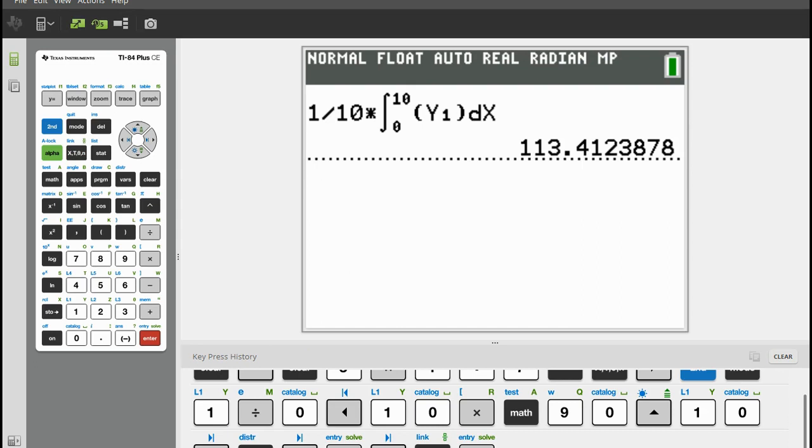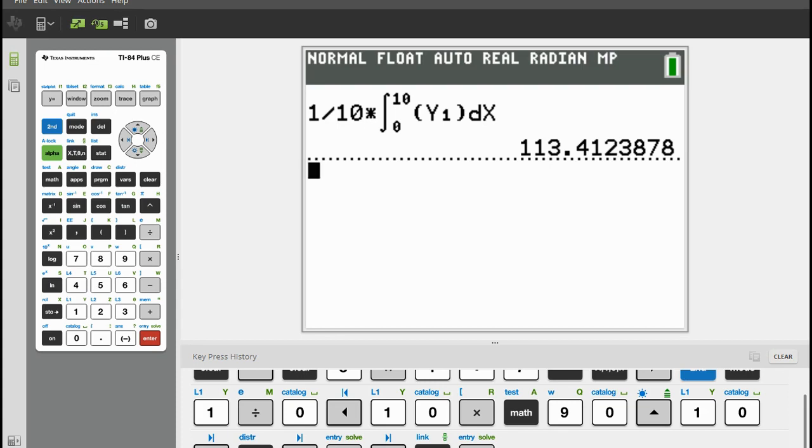So my average rate of change is 113.412. And the context was the rate at which fish grow in a pond, so it's population. That means on average, 113 fish are added to the pond each year. And again, this was because I was given a rate of change function. I'm finding the average rate of change.